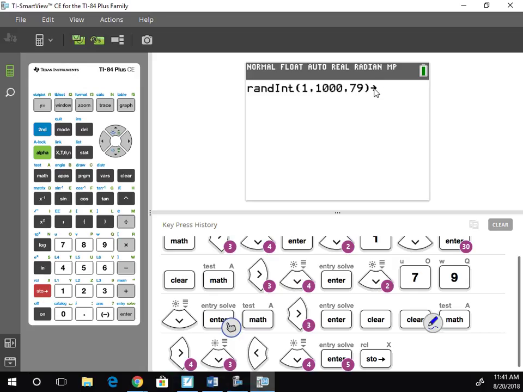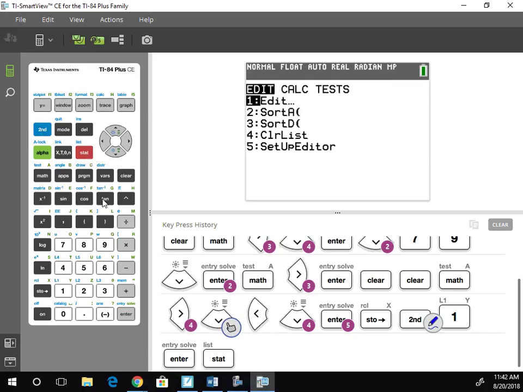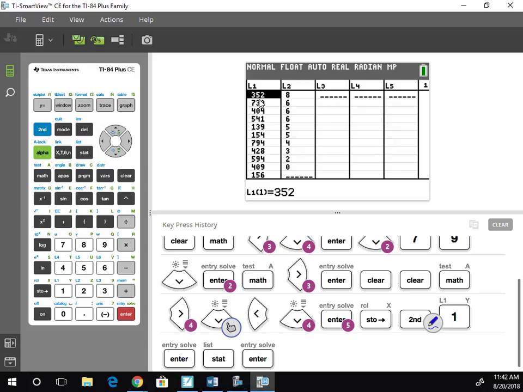Notice how it puts a little arrow on my screen. That means store. And I want to store it in list 1. So I'm going to hit second, number 1. So it means it's going to pick 79 numbers, and it's going to store it in L1. And I'm going to hit enter. Okay, yes, it still lists the number, but now, if I look, I'm going to hit stat, enter, there are my list of numbers.